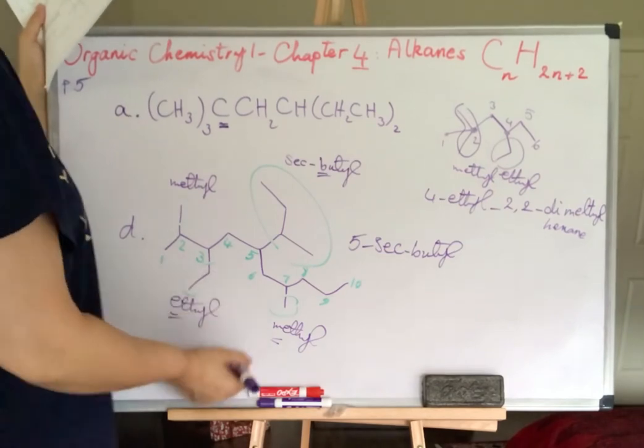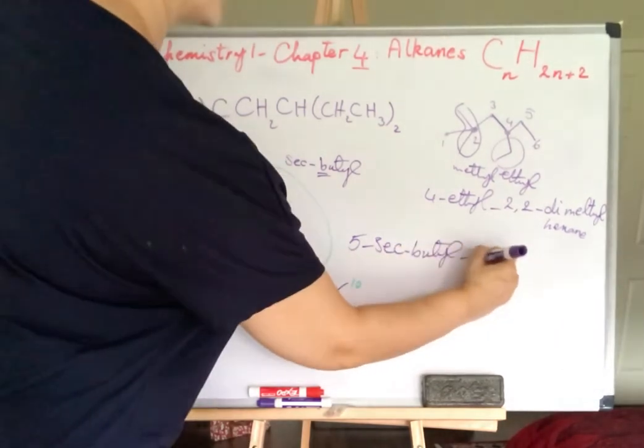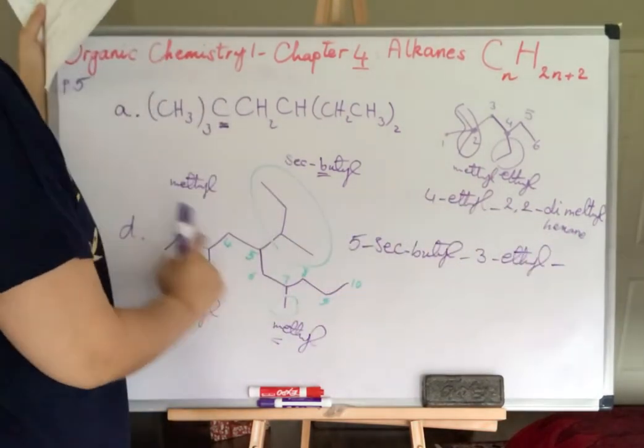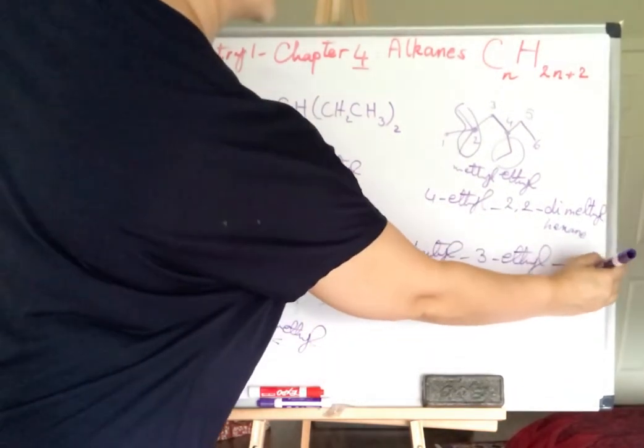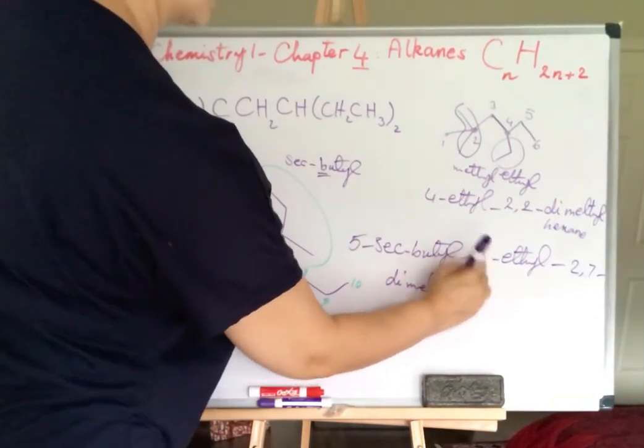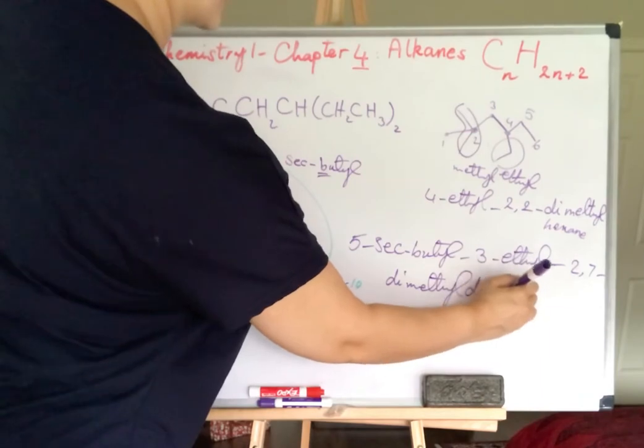Again, sec is the prefix, so it's not a part of the actual name. Sec-butyl. Then you have an ethyl on the third one, 3-ethyl. Where are the methyl groups? On 2 and 7. 2,7-dimethyl decane.